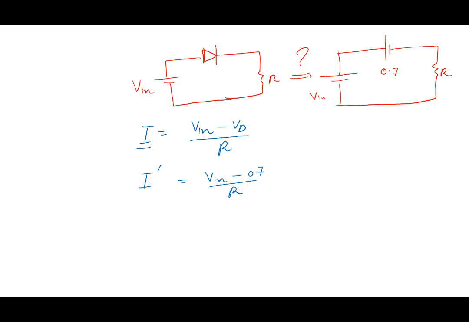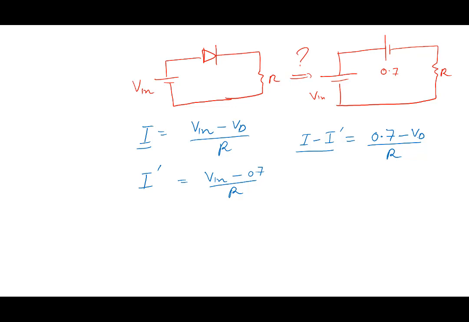0.7 volt by R. Let's take the difference of the two. I minus I dash. That's going to give us what? I minus I dash is going to give us 0.7 minus Vd by R. Agreed? I minus I dash is going to give us 0.7 minus Vd by R. Correct?